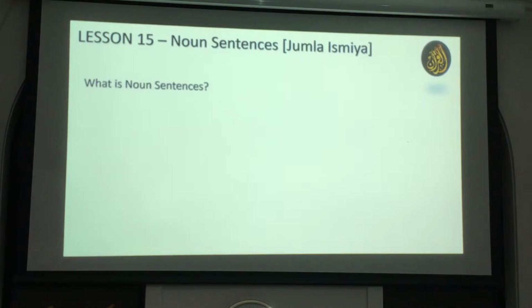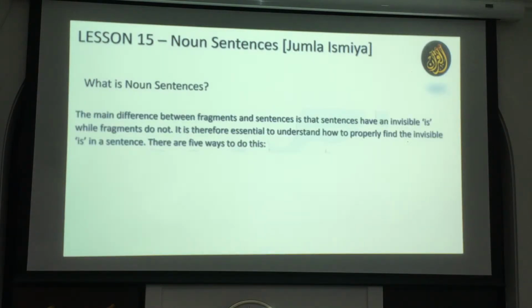So we learned about words, we learned about fragments, now we are going to construct sentences, okay? At least part of sentences. So we're going to the big one. So that's the thing I just said.